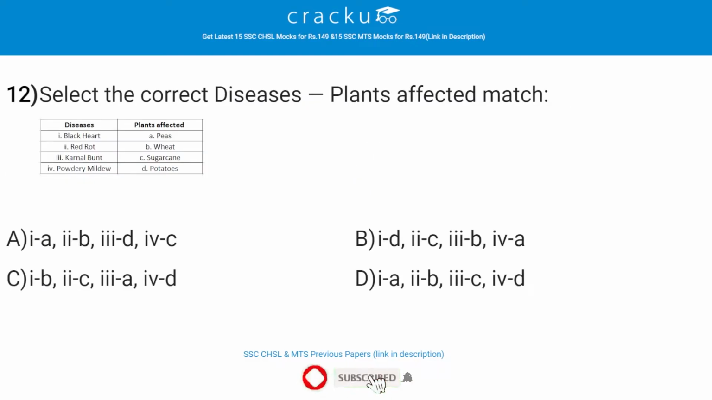Select the correct diseases and the plants affected. The correct answer is B. That is, the first disease is black heart, and the plant affected, the correct answer is potato. Then the second disease is red rot. The correct answer is sugarcane. Then the third one is kernel bunt, and the correct answer is wheat. And powdery mildew, the correct answer is peas.